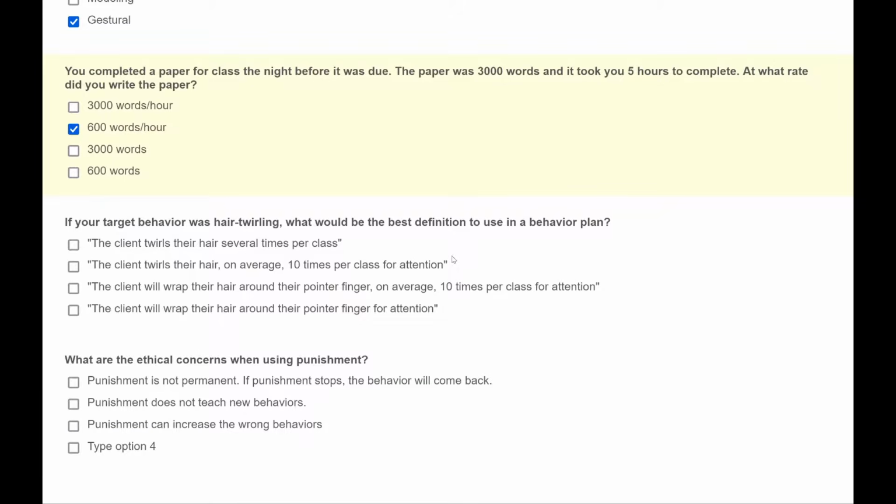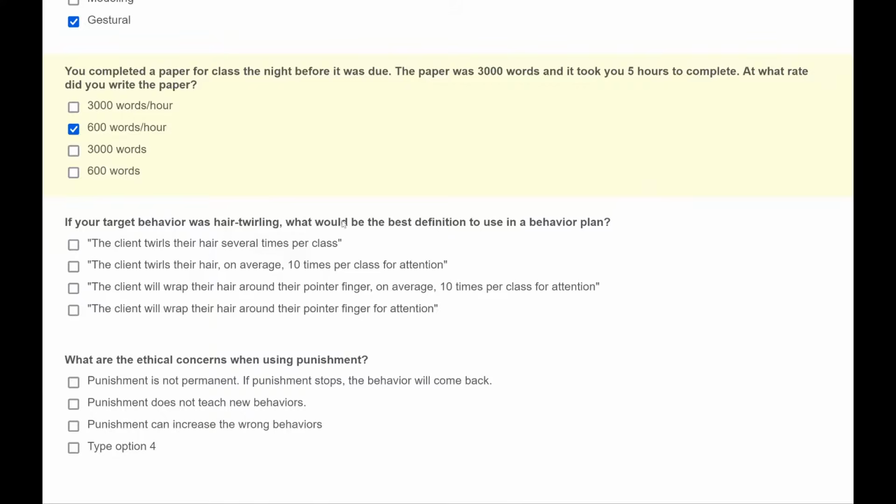So if somebody walks in and says, hey, what are you measuring? And I read my definition, they know exactly what I'm measuring. So we want observable, we want measurable. If we can, we include function. If we can include antecedents, consequences. The more, the better, right? Behavioral definitions, the more, the merrier. So we're looking for the best definition for hair twirling.